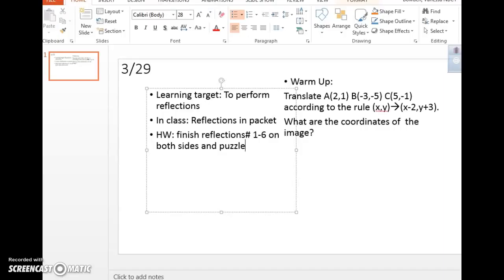Subtract 2 from each x coordinate and add 3 to each y coordinate. So we get A is (0, 4), B is (-5, -2), and then C is (3, 2).